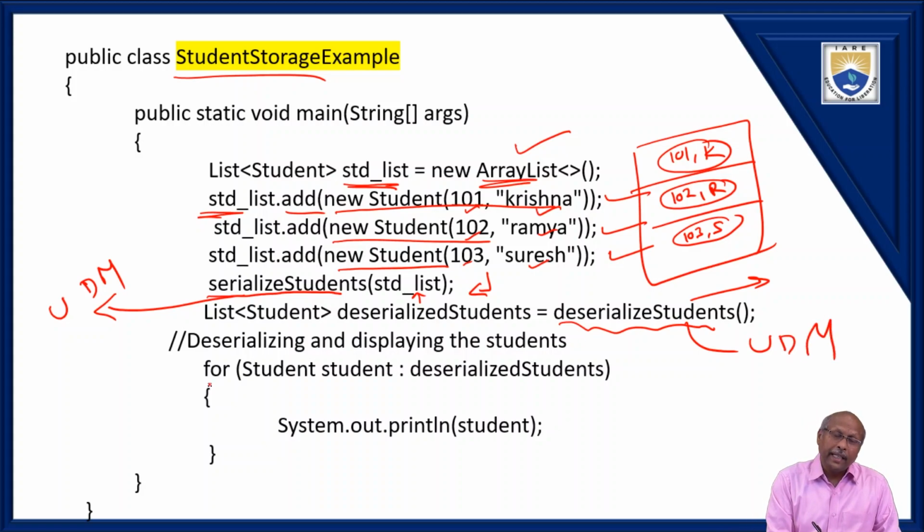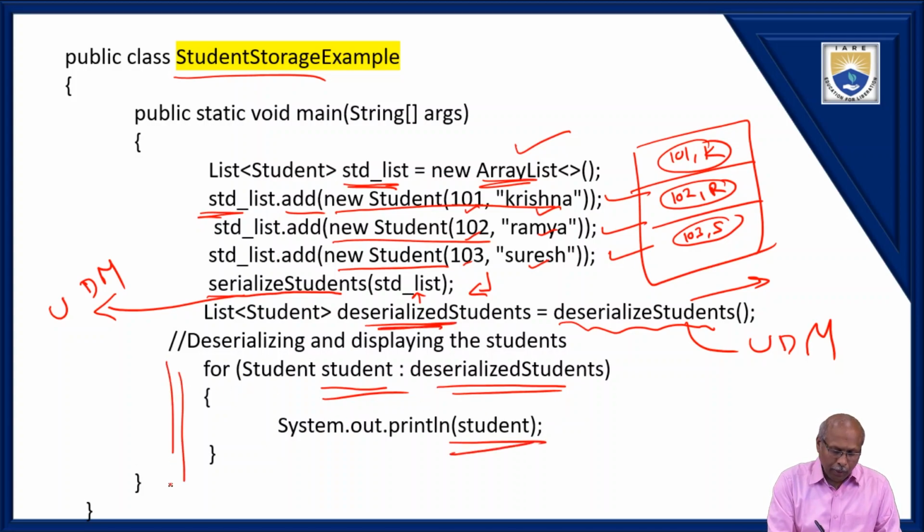After retrieving the data from the file, you can print it. The deserialized students is my list, and this loop will print them one by one. So what is this example doing? It is storing a set of student data into a file.